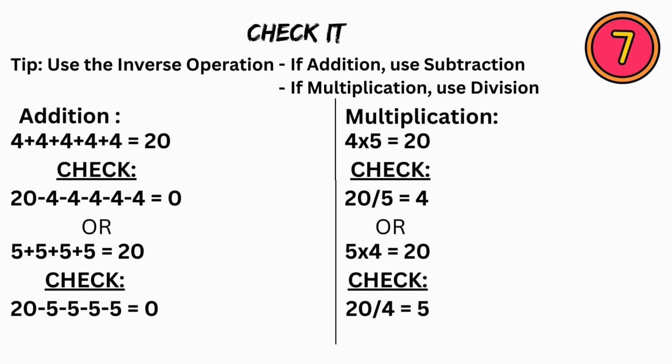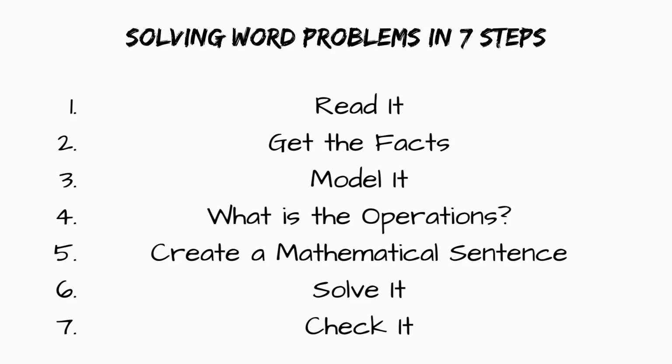So to head back, we're going to go over the steps again one last time. Solving word problems in 7 steps: read it, get the facts, model it, decide the operations, create the mathematical sentence, solve it, and check it.